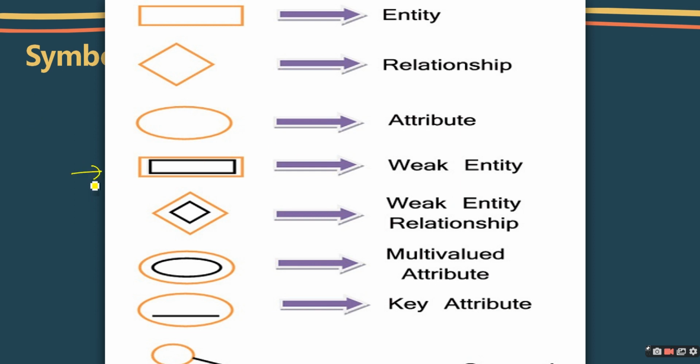Okay, now what is this weak entity? We are going to discuss this weak entity in the next one, but for now you can just remember that a weak entity is represented by this symbol, the rectangle inside the rectangle. Weak entity relationship: a normal relationship is represented by a diamond, and a weak relationship is represented by a diamond inside a diamond.